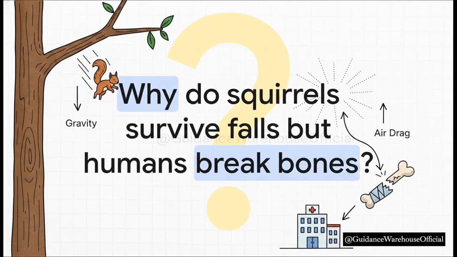Picture this. You fall from a 50-foot tree branch. Yeah, you're going straight to the hospital with broken bones. But a tiny squirrel? It does this literally every day, hits the dirt, and just scampers off completely unharmed. Why is that? I mean, gravity is pulling both of you down at the exact same rate. So what invisible force is swooping in to save the squirrel's life?